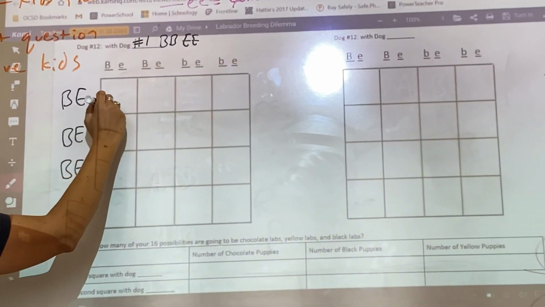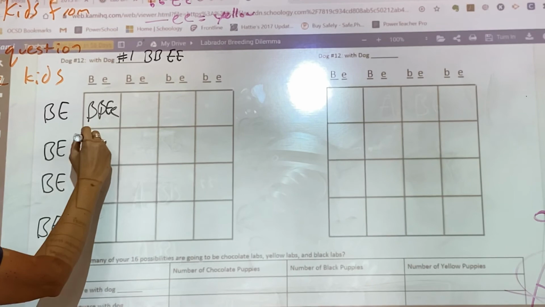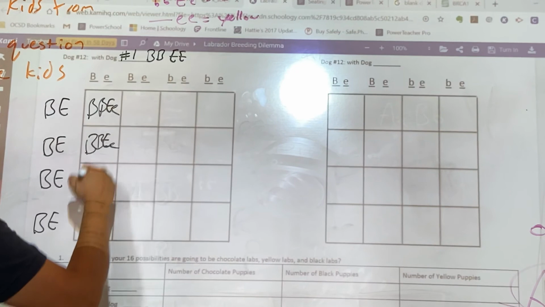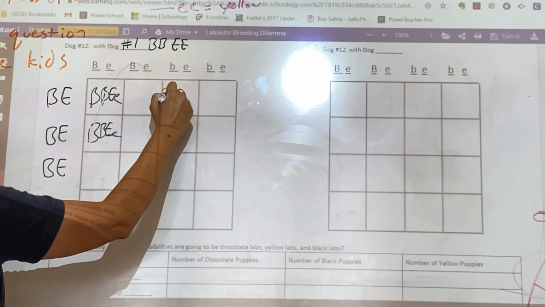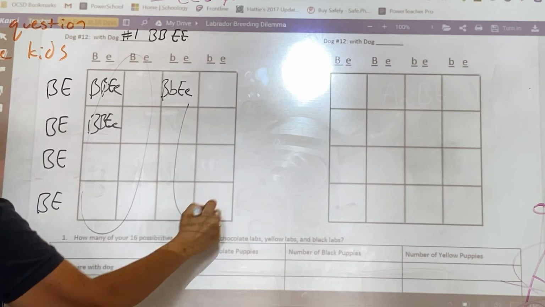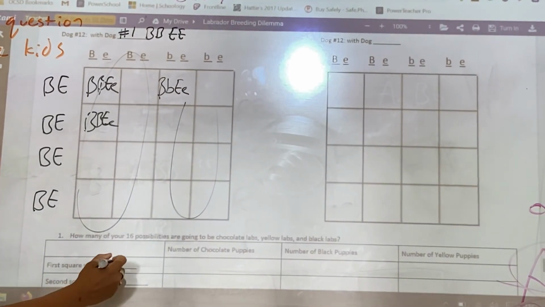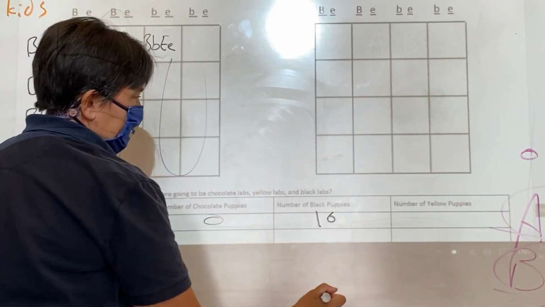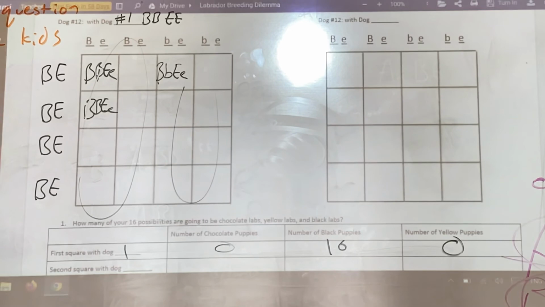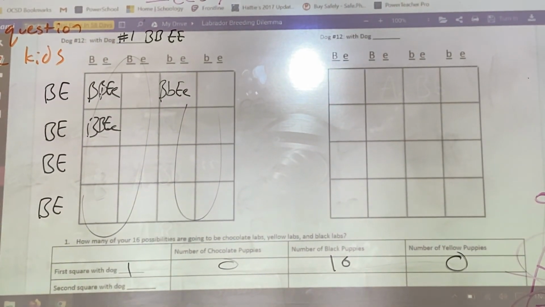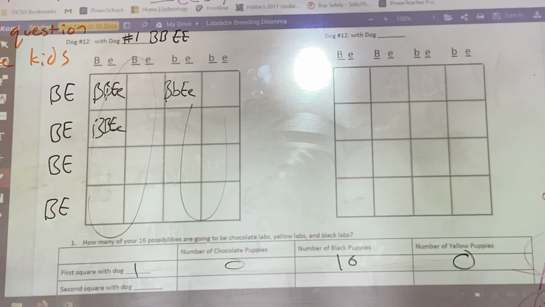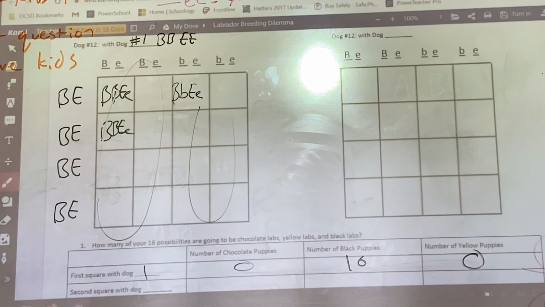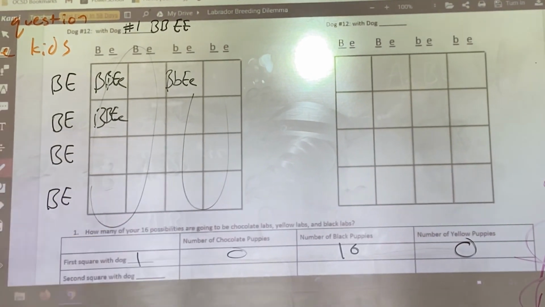Okay, so if I fill my square out, and then this for all 8 of these, and these will be heterozygous for both, for all 8 of these. Okay, so if I use dog number 1, I get 0 chocolate puppies, I get 16 black puppies, and I get 0 yellow puppies. So that's the least amount of money I could possibly make. It's a wrong answer. But that's how you do the assignment. And then I'm going to pick another dog and try again and see if I can do better.